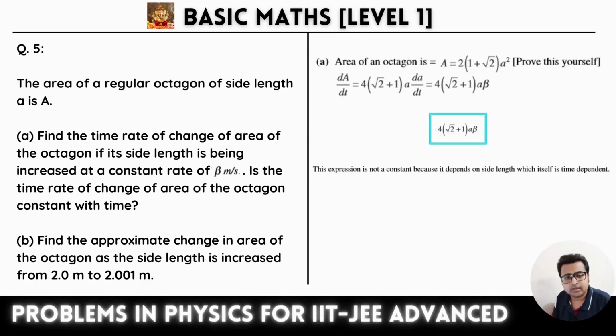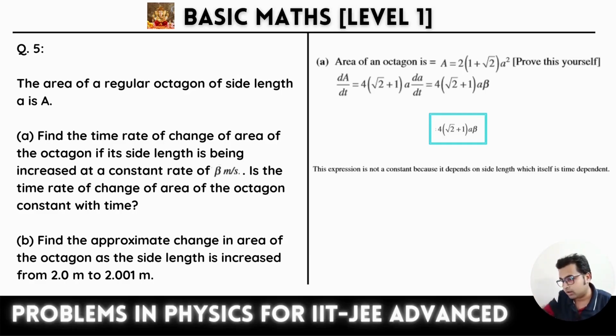Now the next thing is: is this time rate of change of area constant? Looking at the equation 4 times (root 2 plus 1) a beta, we can see that 4 times (root 2 plus 1) is constant, because it is not changing. Sorry, beta is constant, but a is not constant, because in the problem it is given that the side is changing continuously.